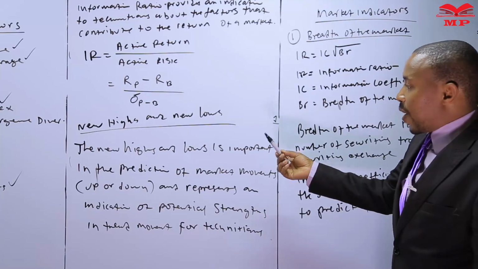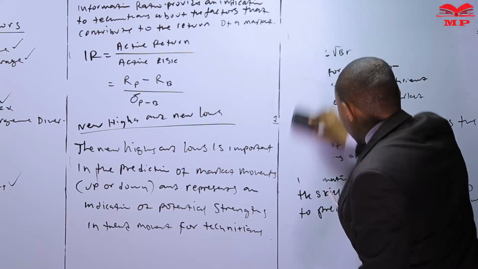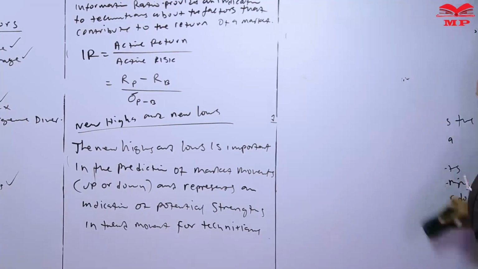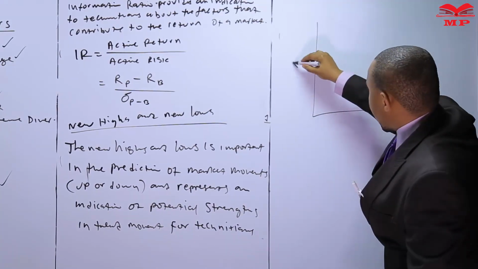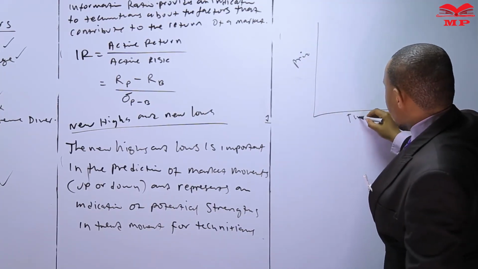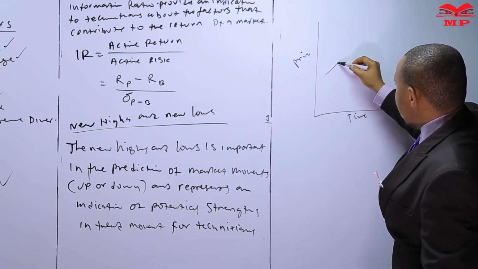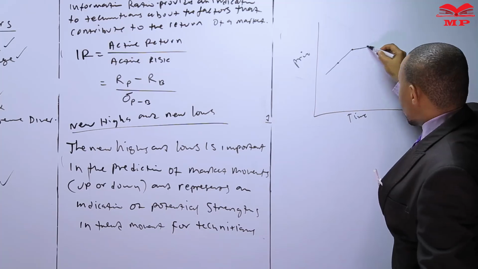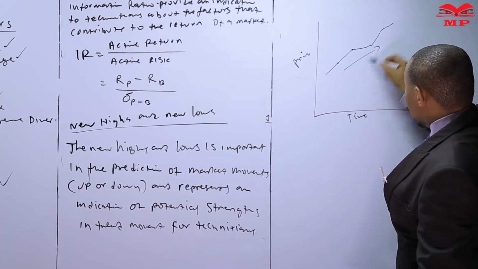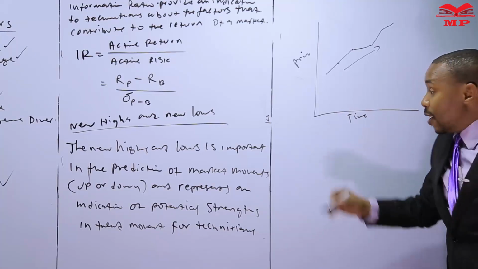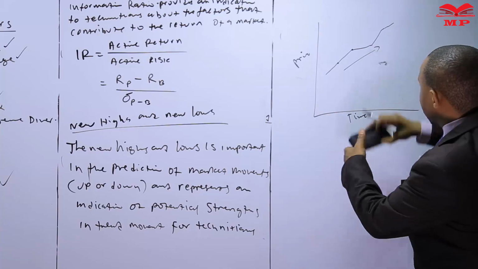To demonstrate that, if this is the price and this is time, and you find a new high every day, you find every time you are moving like that, you find a new high like that, it means that is indicative of an uptrend. So this is a bullish market.